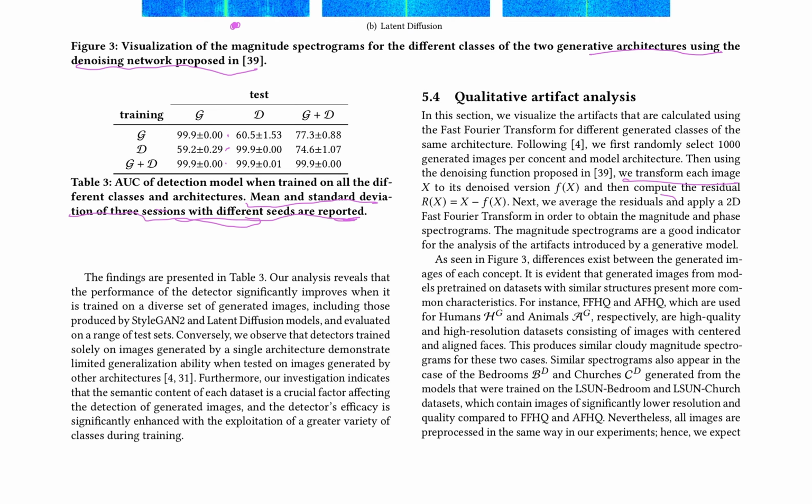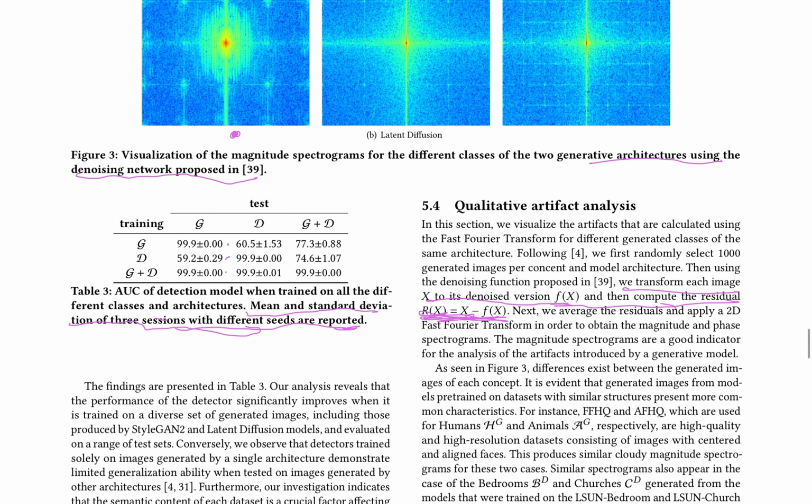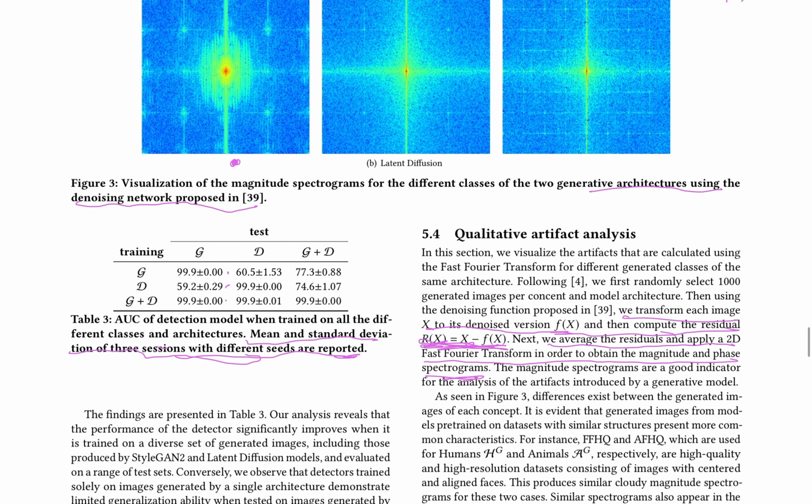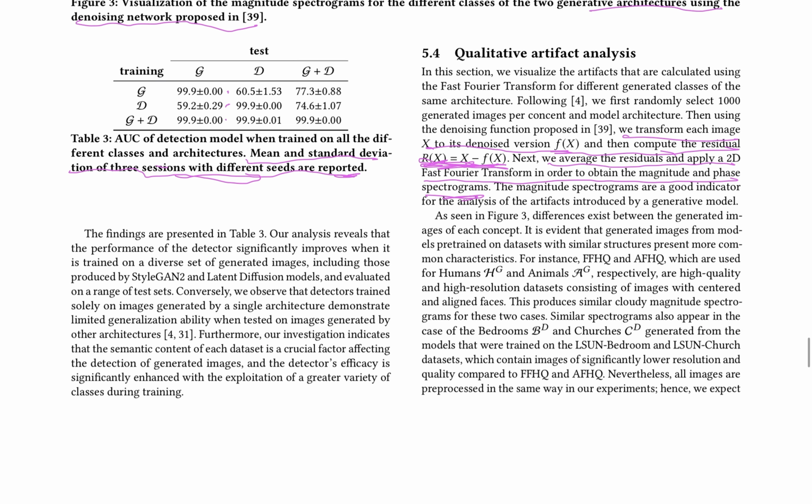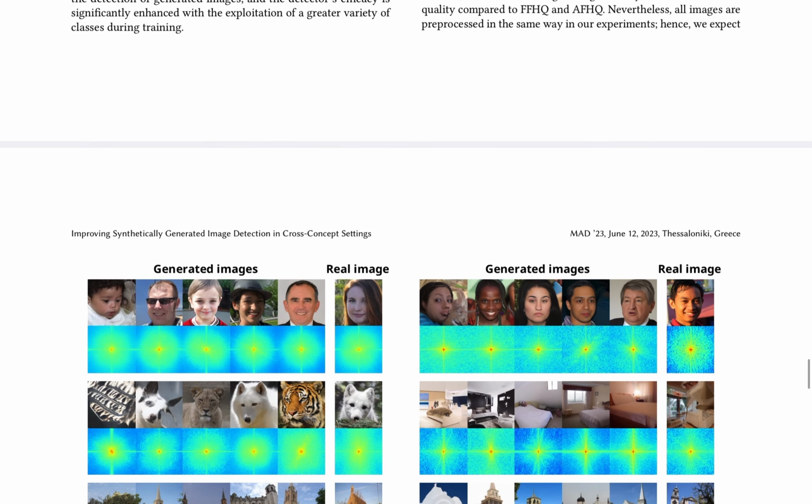So we transform each image X into a denoised version D of X, and then compute the residual R of X by just X minus D of X, and then basically average it out and apply a fast Fourier transform for the magnitudes, and these are the ones that they get in figure 3. Very, very interesting.